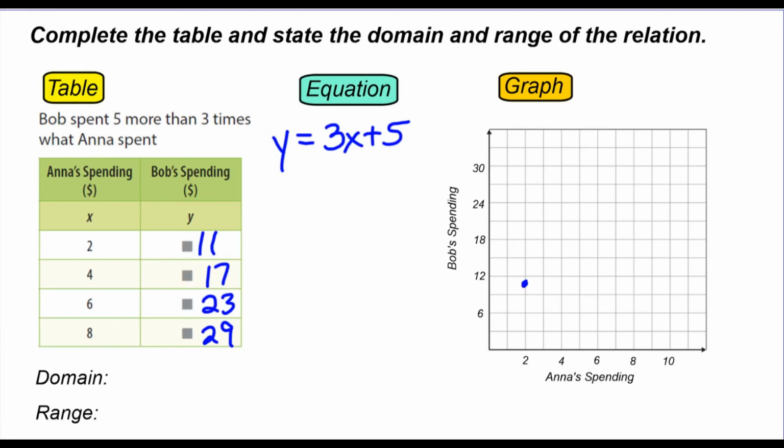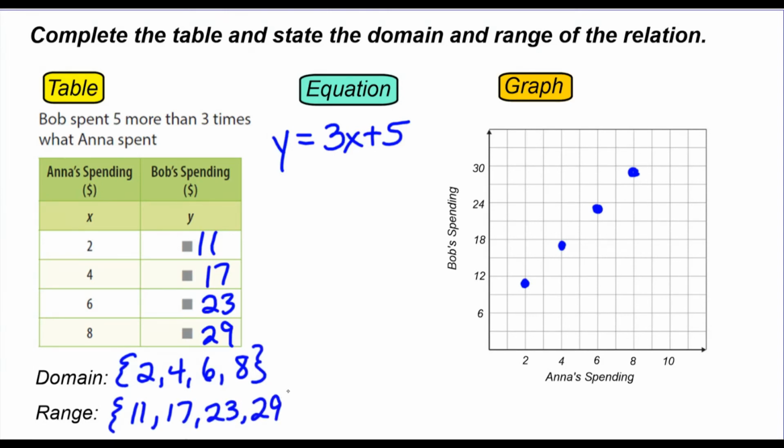$2, $11, $4 for Anna, $17 for Bob, $6 for Anna, $23 for Bob, and $8 for Anna, $29 for Bob. So there's a nice visual representation of that relationship. And then finally, the domain and range. The domain of our relation is 2, 4, 6, and 8. Those are all the amounts that Anna spent. And then the range is all of the amounts that Bob spent: 11, 17, 23, and $29.